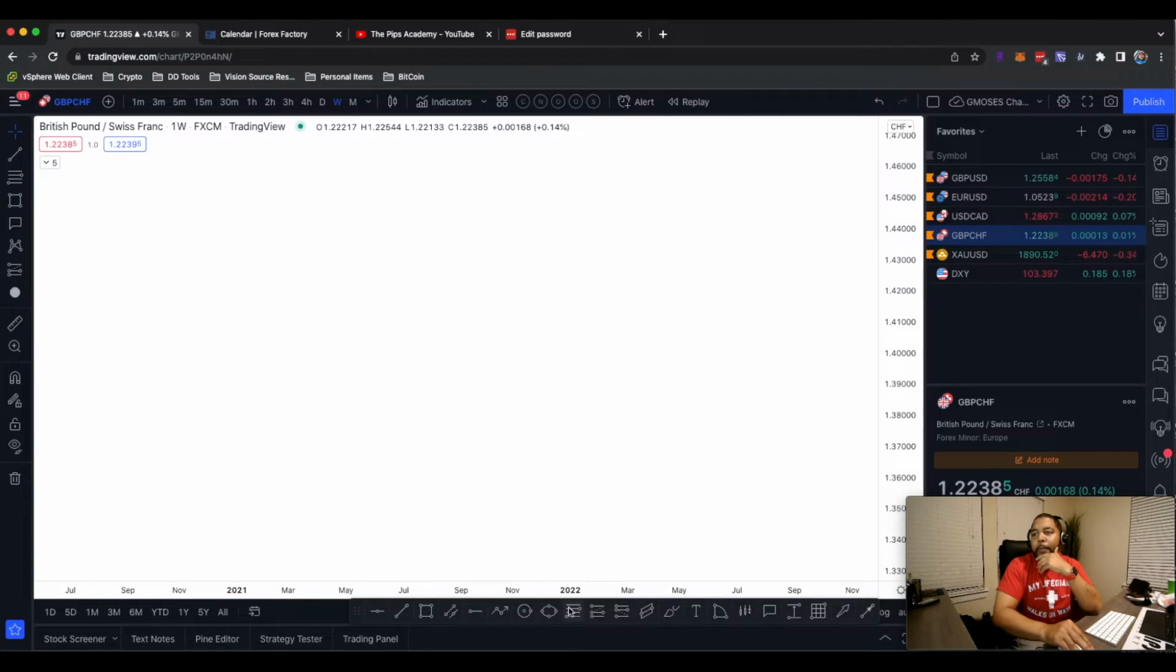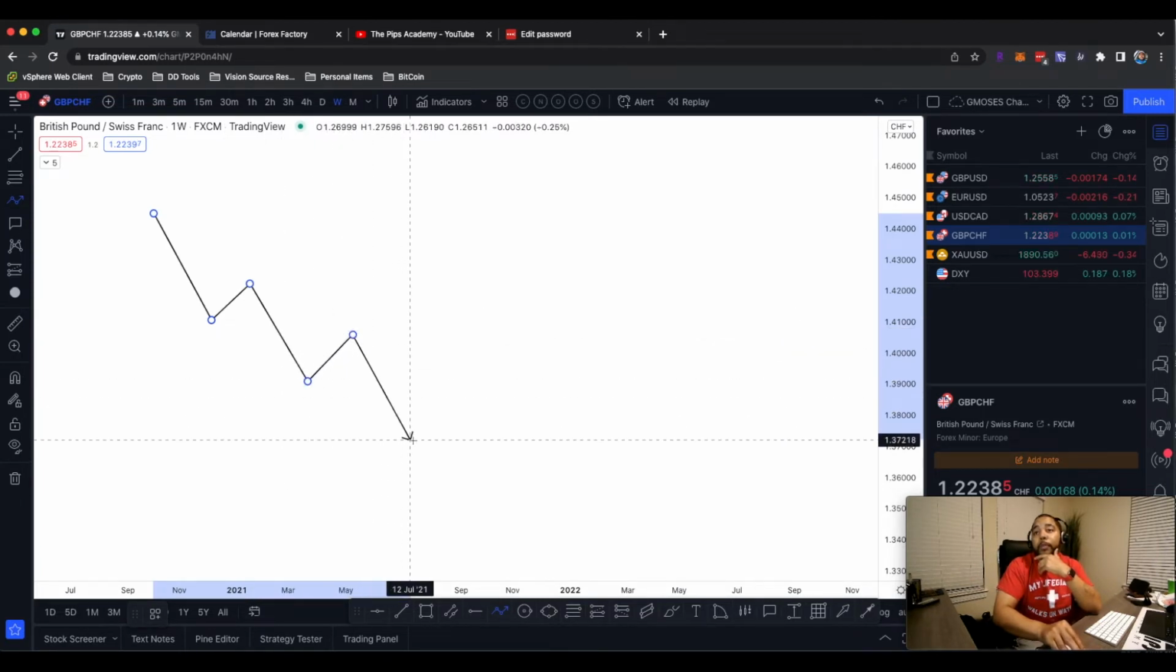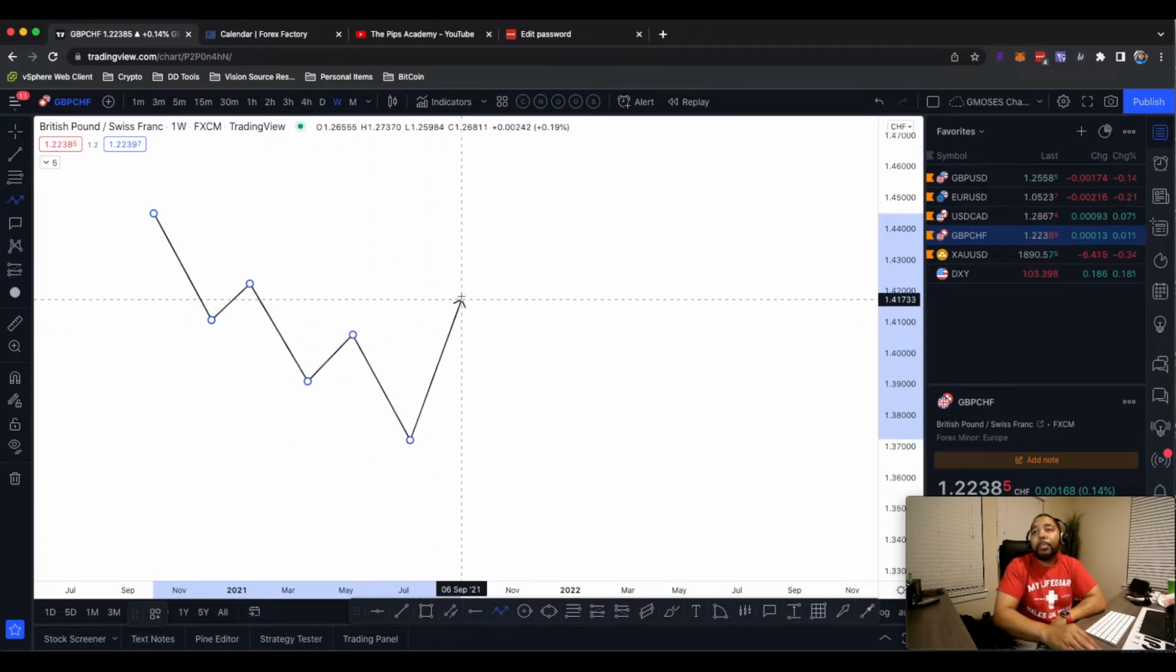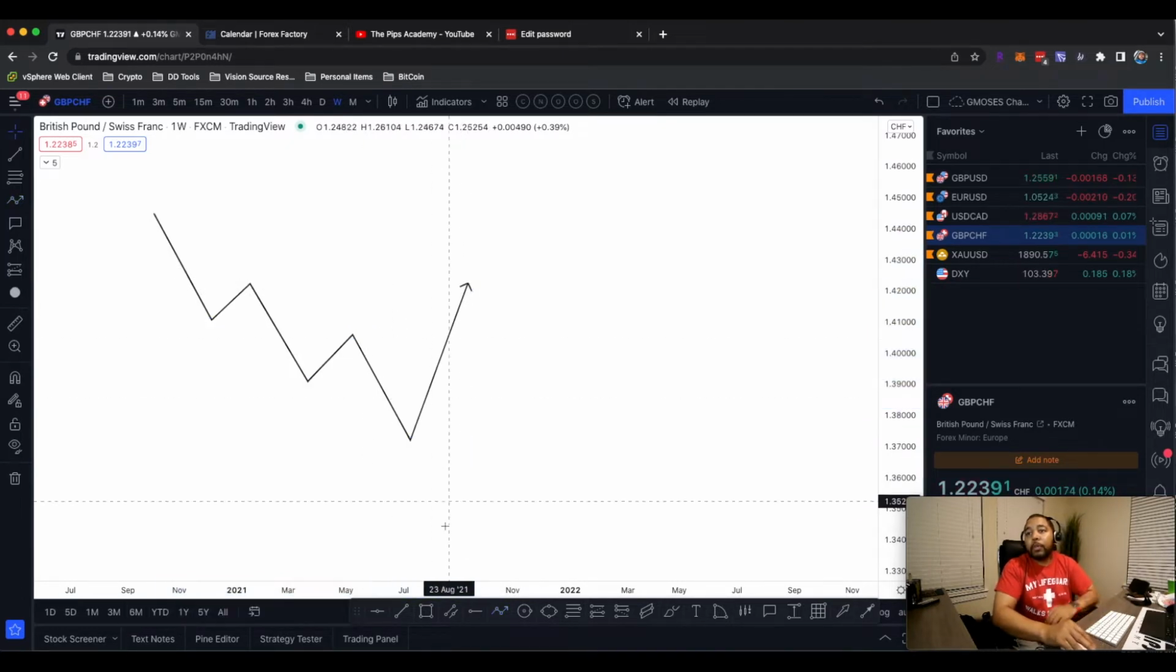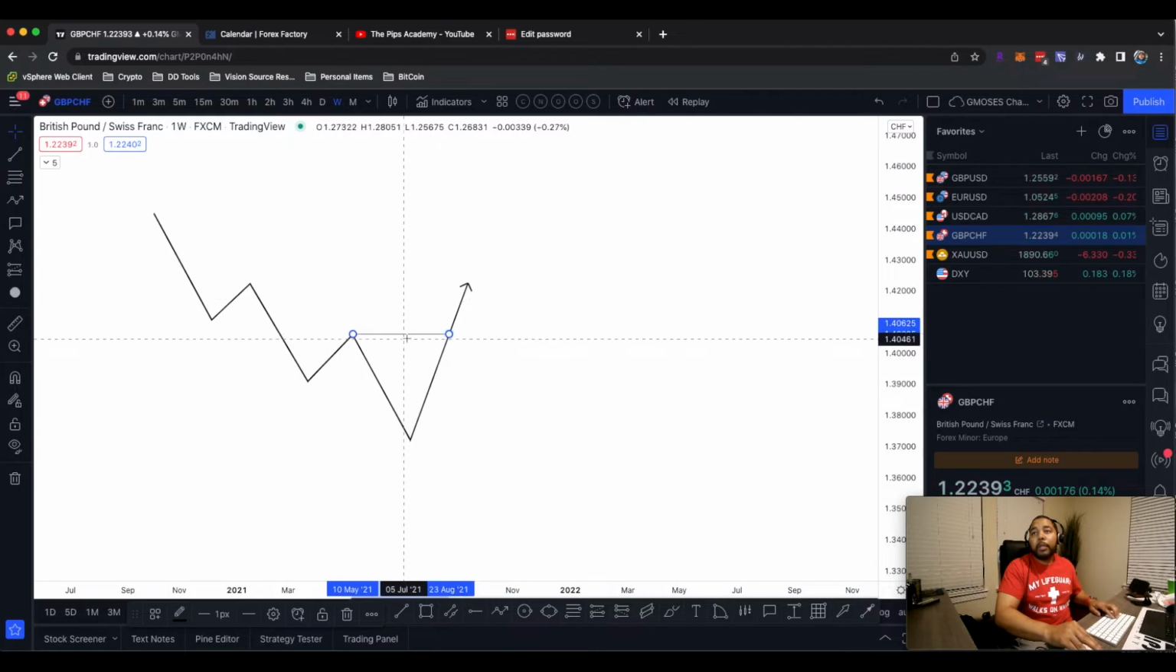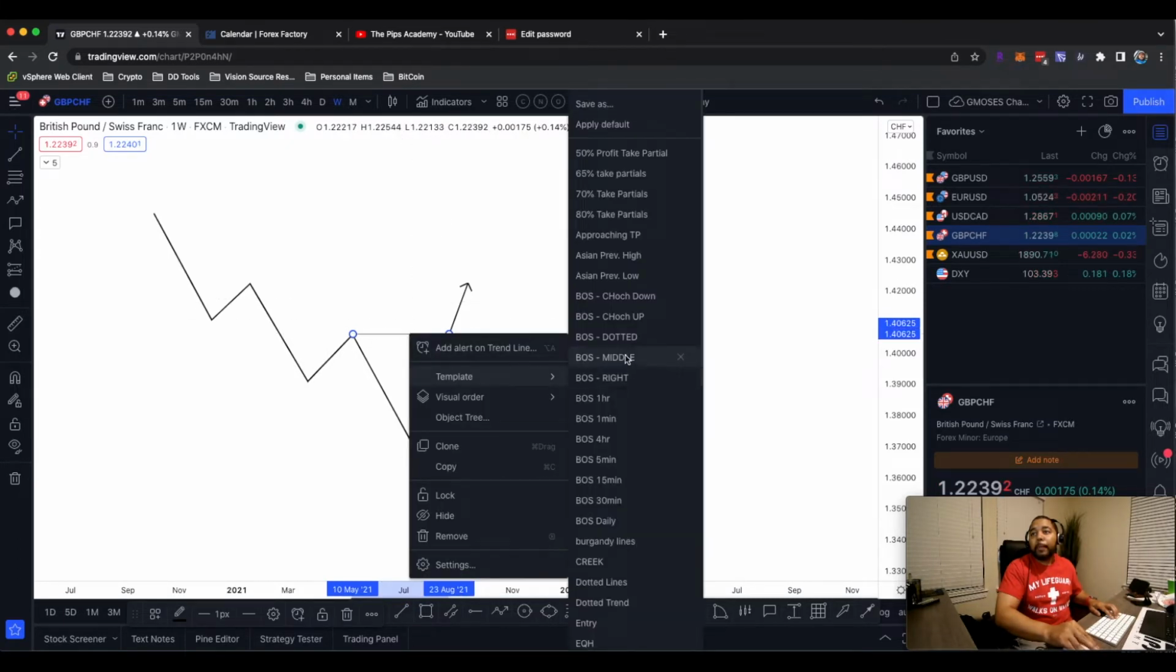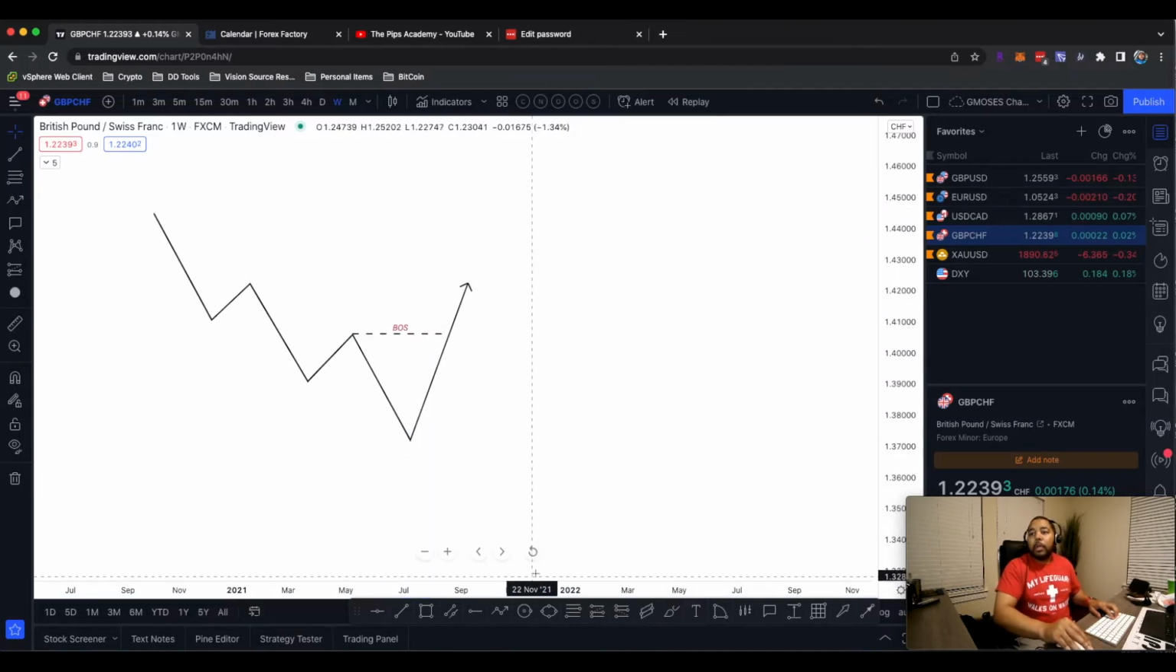Let's say we were in a downtrend, and let's say we were on the 4-hour time frame. And let's say we had a break of structure in this area right here, a BOS. And we know that price has to give us a pullback.